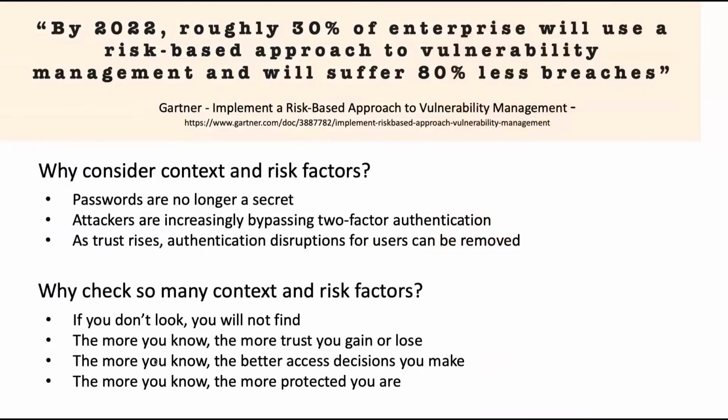So I find it interesting that Gartner offered up this prediction that by 2022, roughly 30% of enterprises will use a risk-based approach to vulnerability management and will suffer 80% less breaches. So why should you consider context and risk factors to help secure access to your systems? Passwords are no longer a secret, and they provide little protection from unauthorized use. From people reusing a familiar password across multiple systems to the billions, that is a B, of credentials available on the dark web, the password really isn't effective anymore.